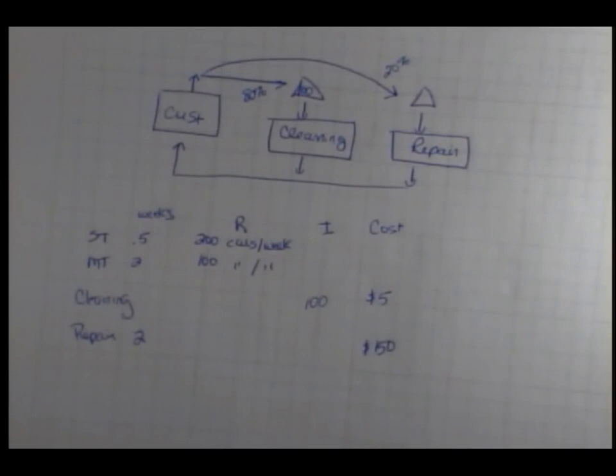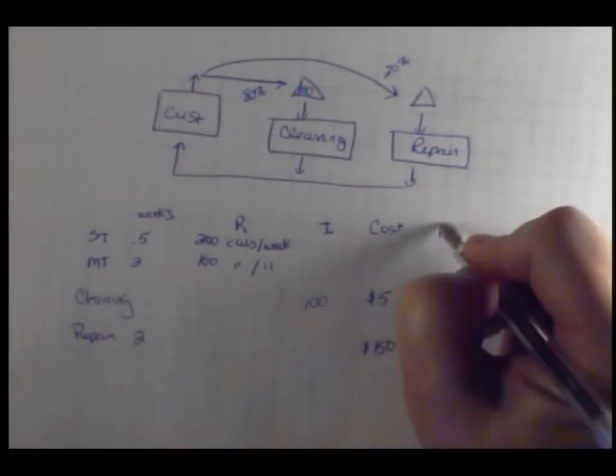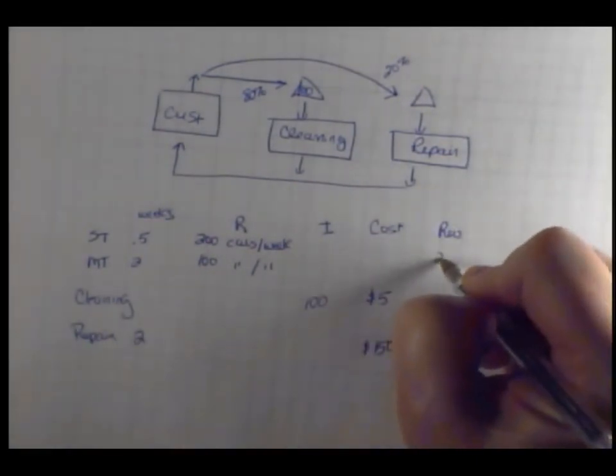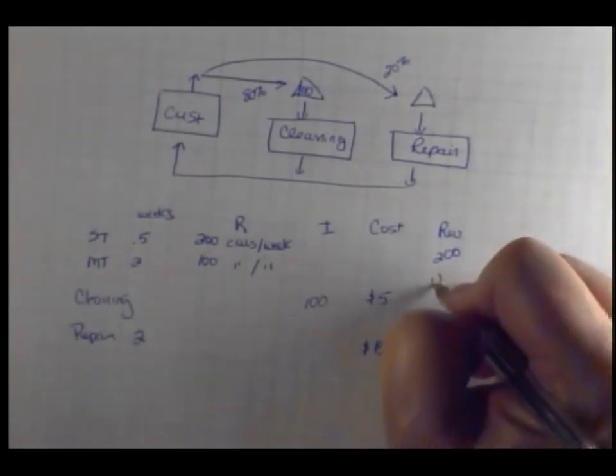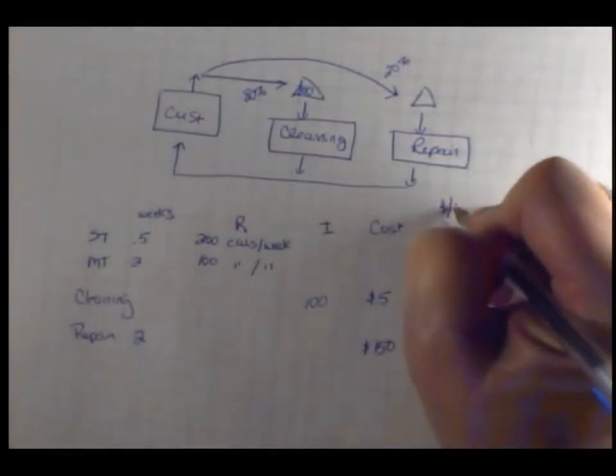Short-term renters pay $200 per week, so my revenue from a short-term is $200 per week. And my medium-term renters pay $120 per week. So this is dollars per week.